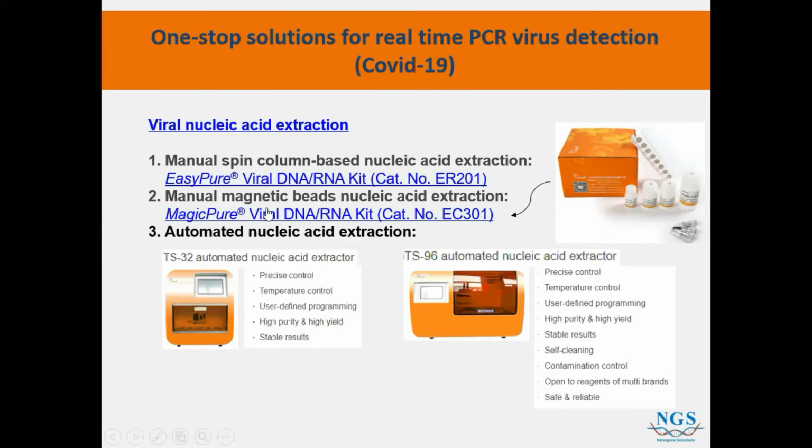kits, while Transgene has come up with automated nucleic acid extraction as well. So for TS32, this is an automated extractor where you can run 32 samples at one time, while for TS96 you can run 96 samples. TS96 is even better than this one, because for TS32 you can only use Magic Pure viral DNA RNA kit, while for TS96 you can even use kits from other brands as well. Okay.